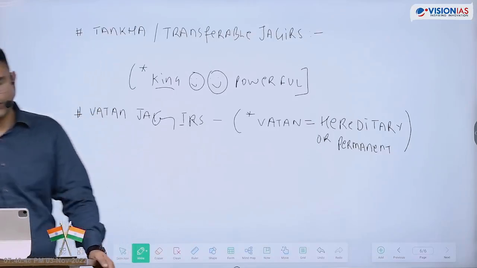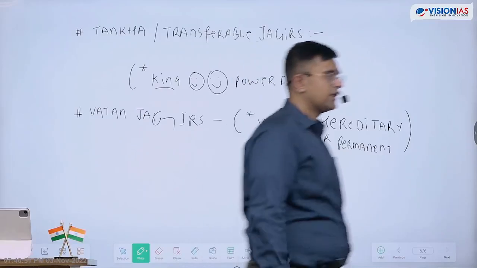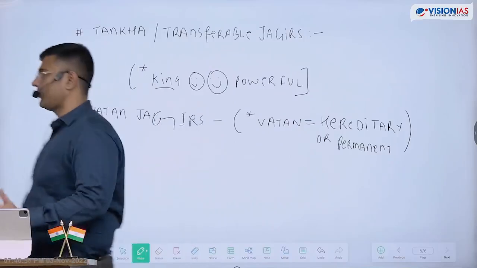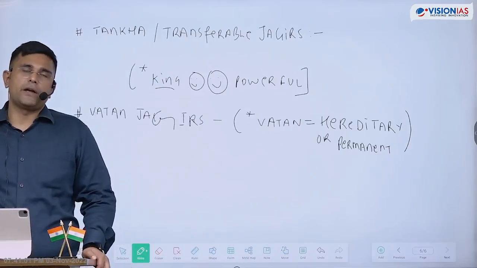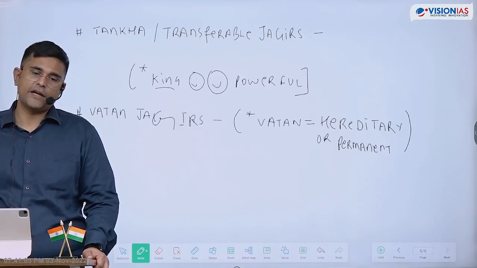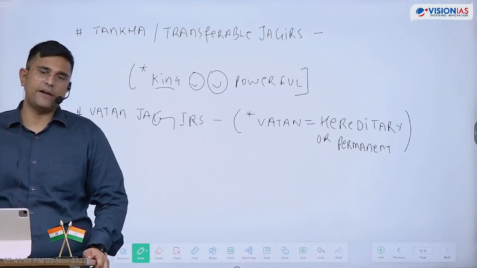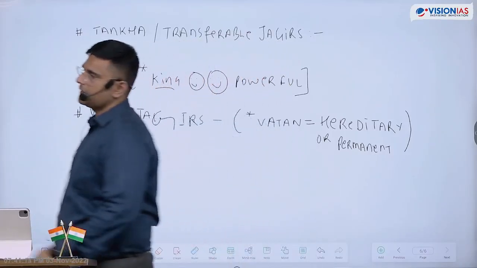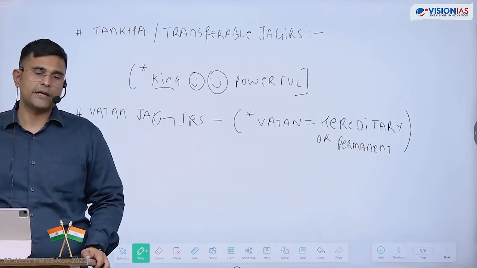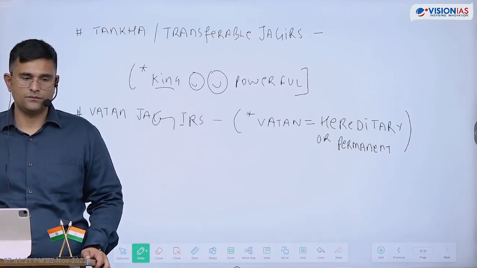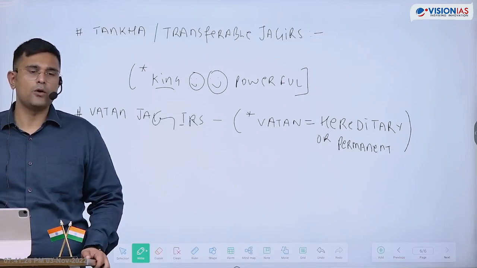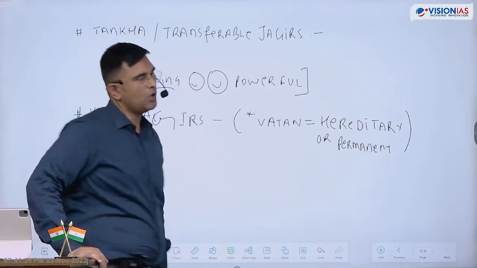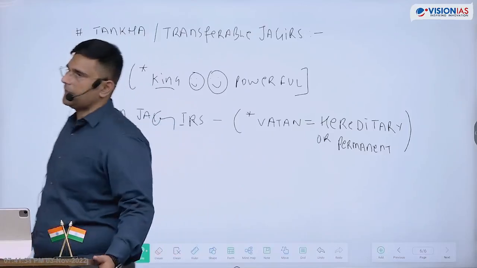Right? Next, LR from Tankha Jagir. LR, land revenue, money tax, right? LR from Tankha Jagir went to Jagirdar Mansabdar. Put all in front of LR. All LR from Tankha Jagir went to Jagirdar Mansabdar.